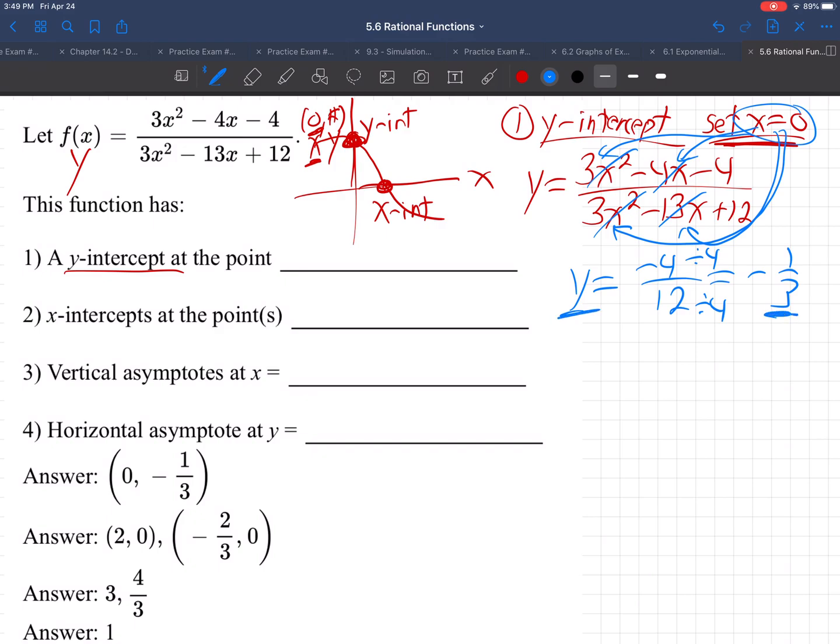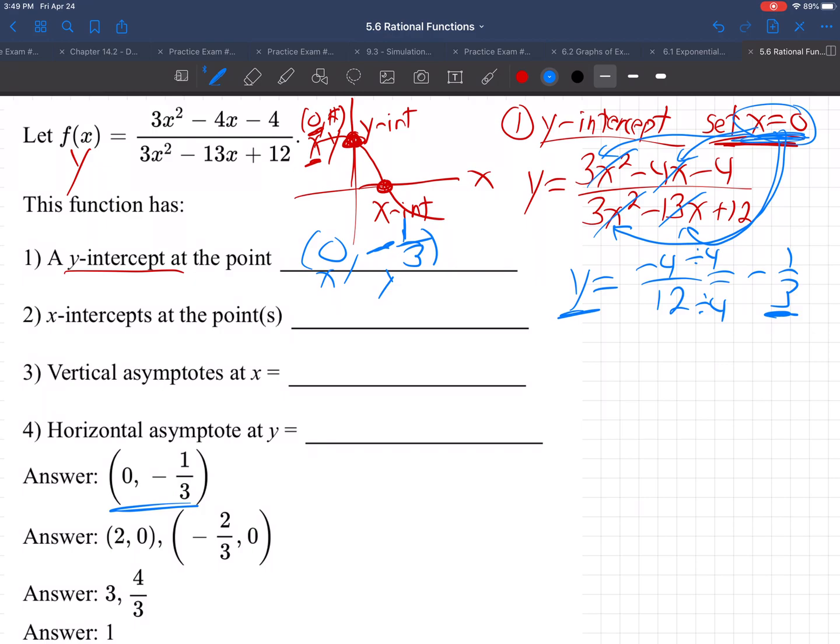So y is minus 1/3, and that came from x equals 0. So that's the point (0, minus 1/3). That's the x and the y, and that's what they have down here. That's the y-intercept. Minus 1/3.